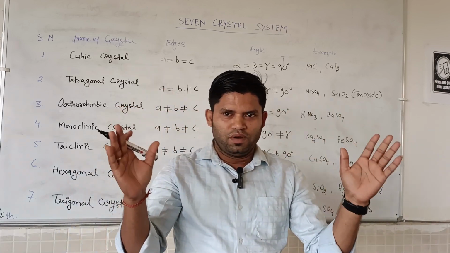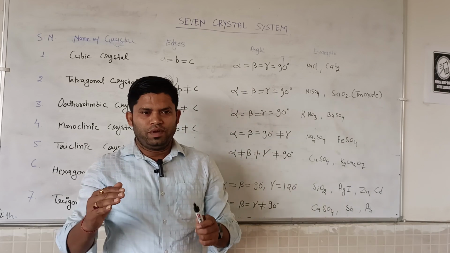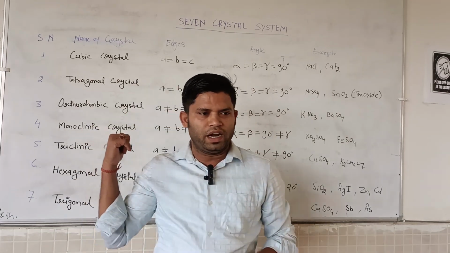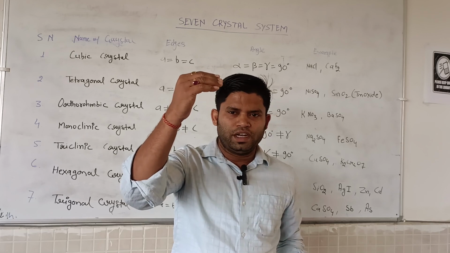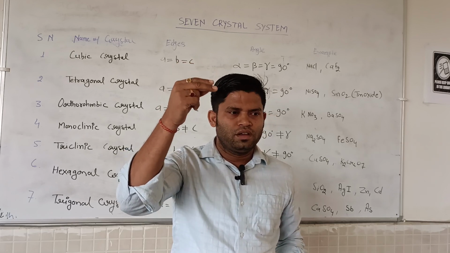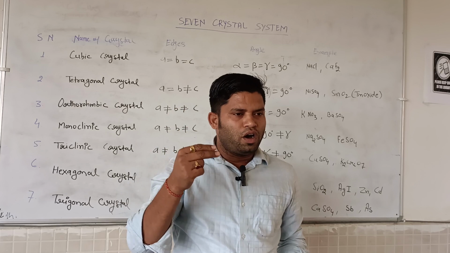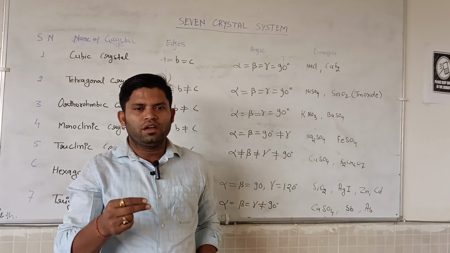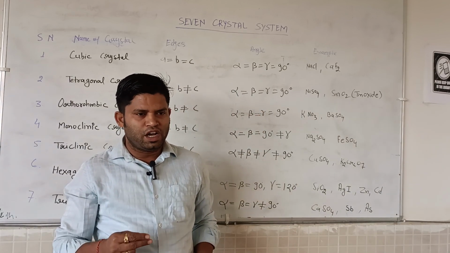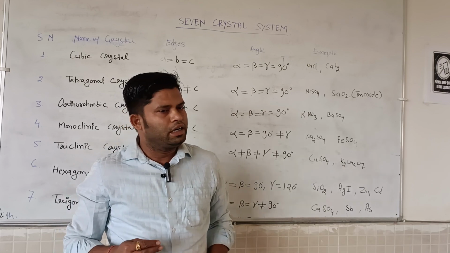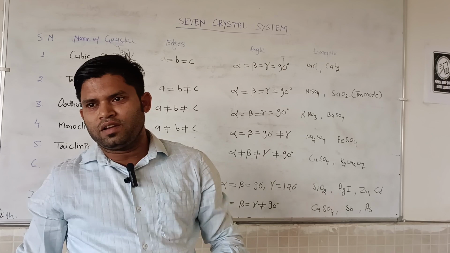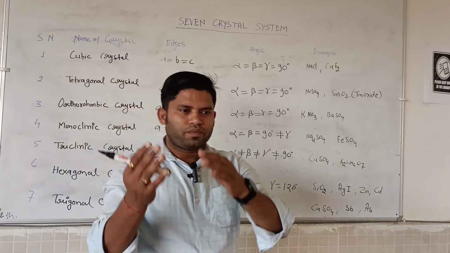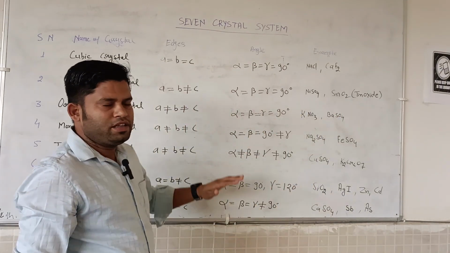Last time, again we repeat very briefly regarding the seven crystal systems. Again we know the names of the crystals. First, cubic, tetragonal, orthorhombic, monoclinic, triclinic, hexagonal, and last trigonal. Are the names of the crystals clear? Okay, similar things.